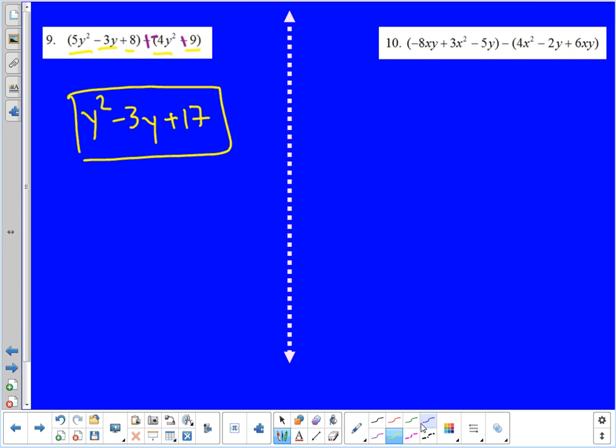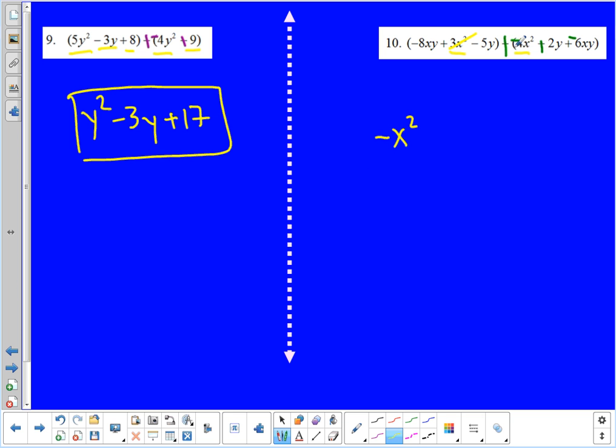Again, in number 10, if you can keep yourself organized, you can just do adding and then minus, plus, minus. So now I'll go back and put my like terms together. I have a 3x squared and a negative 4x squared. 3 minus 4 is negative 1, so that's just negative x squared. You don't have to write the 1, but you can if it helps you.